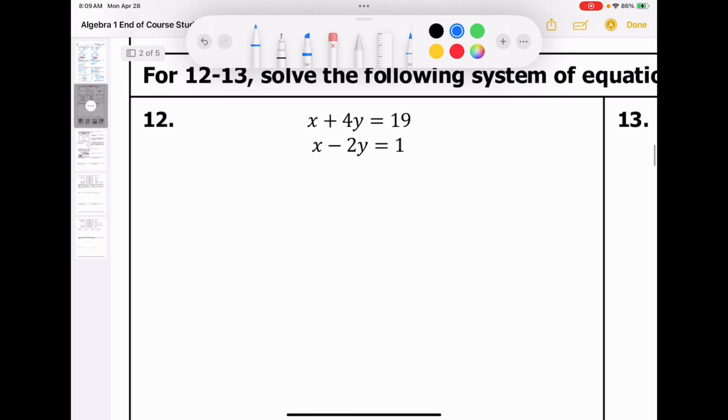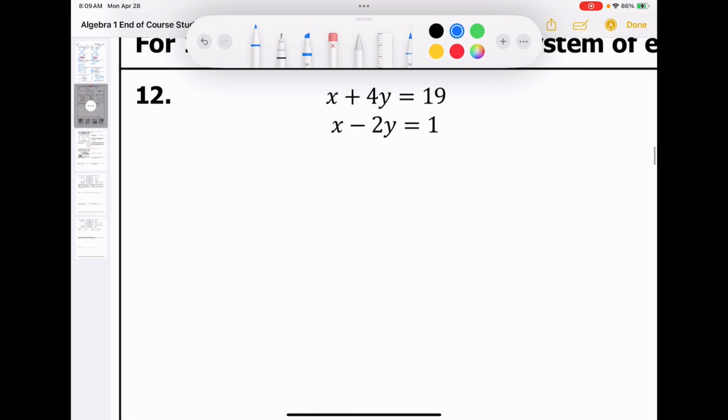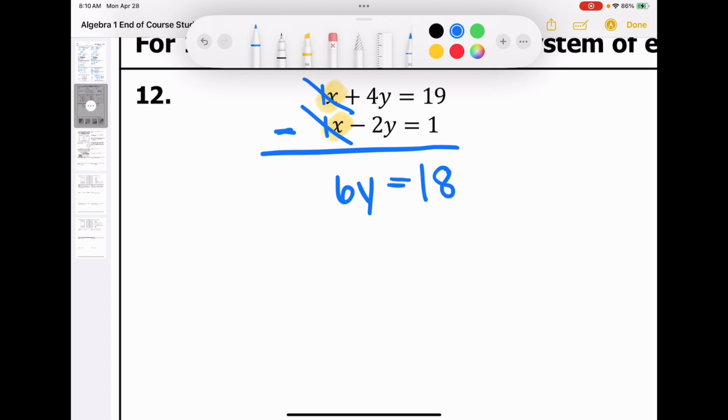So looking at number 12, we're going to solve this one. And I'm going to use elimination because we have a variable with common coefficients. These x's both have a positive 1 in front. So since they have common coefficients and they have the same sign, I'm going to subtract. So 1x minus 1x is 0. 4y minus -2y is 6y, and 19 minus 1 is 18. Now from here, I'm just going to solve for y, so I'm going to divide by 6 on both sides, so y is going to be 3.